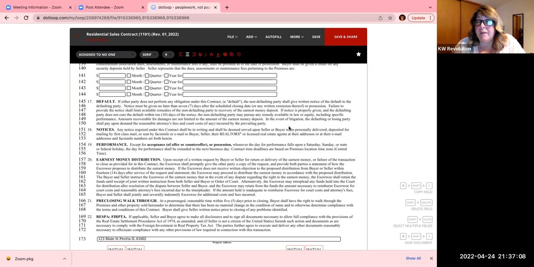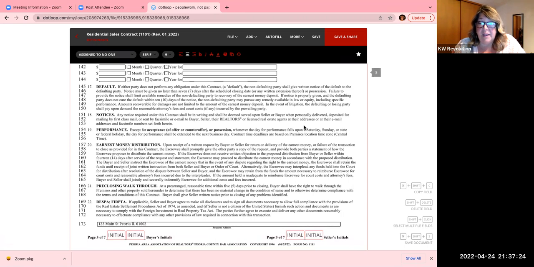If someone does default in the contract, do consult your managing broker to make sure that you understand. But this does spell out some time frames for you there and some notices, how you would notify the other party of the default. Everything is in writing. Anything contractual is in writing. So don't ever just make a phone call and say, oh, I did notify them. It does need to be in writing.